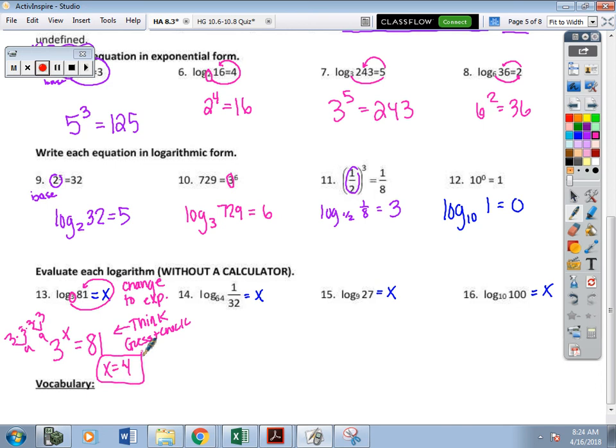So you'll see on my answer key, sometimes I put x equals 4. The answer is really just 4. You don't need an x. You just have 4 with a circular box around it.